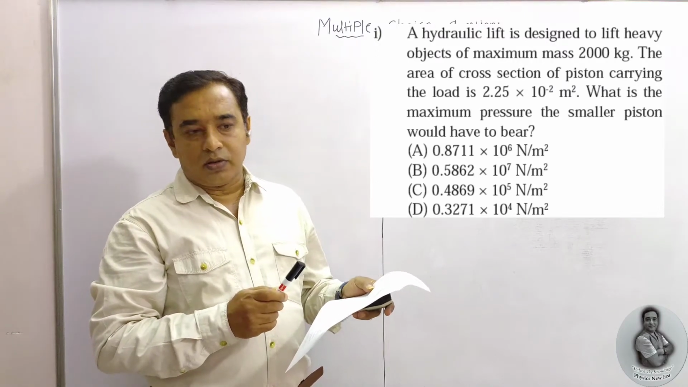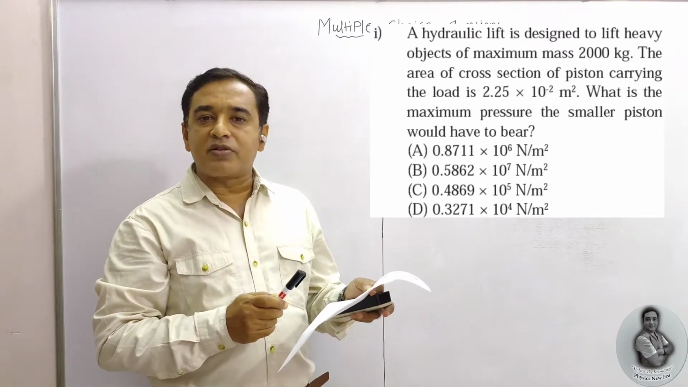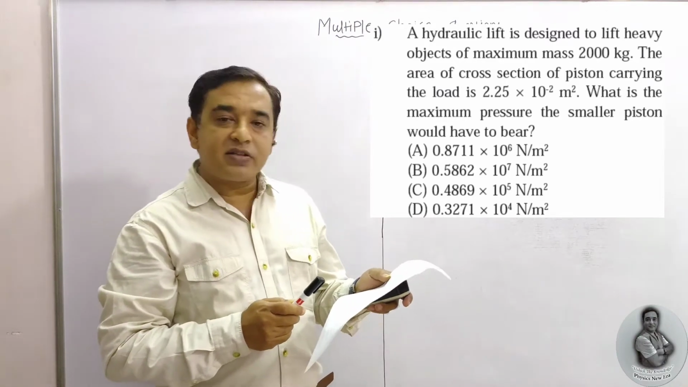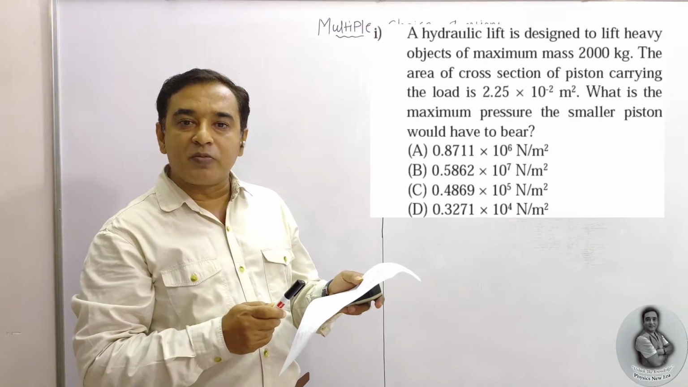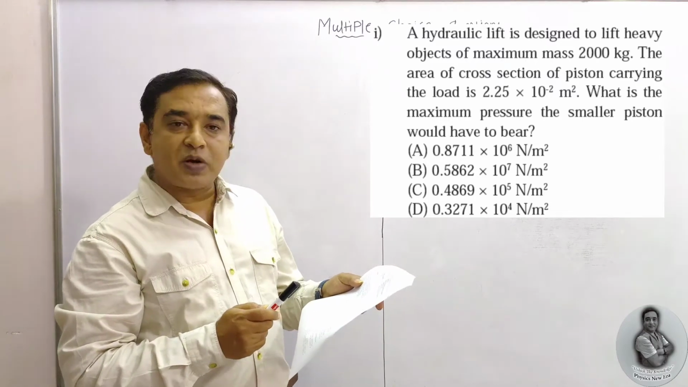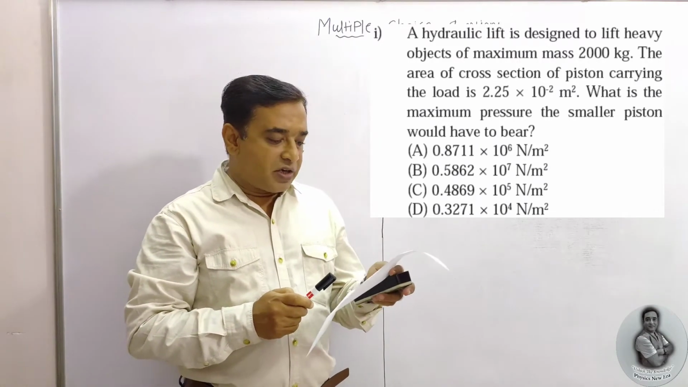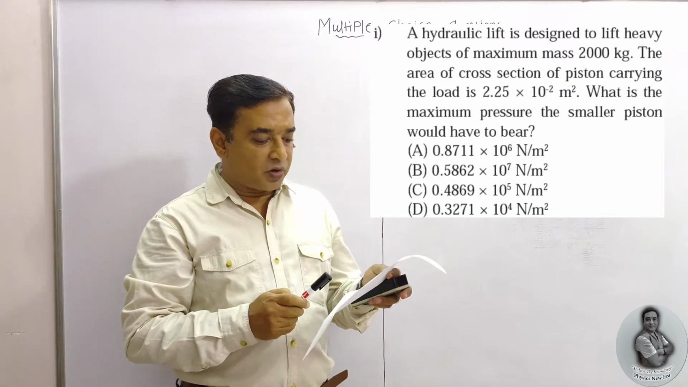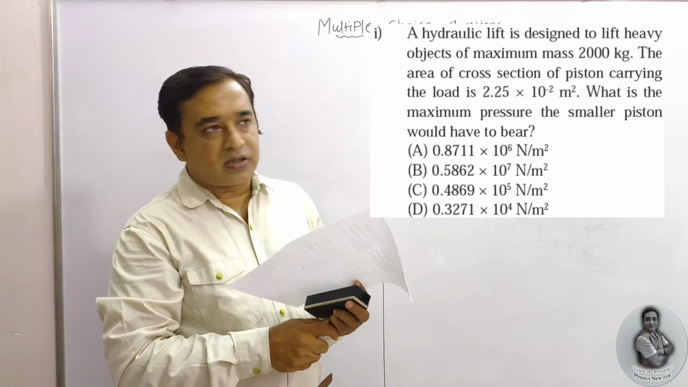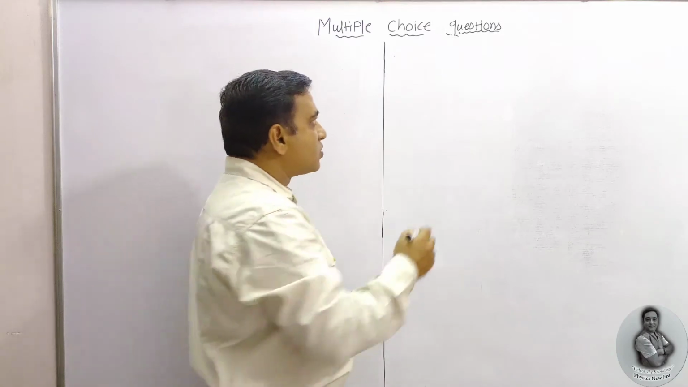So here it is. Option A: 0.8711 into 10 raised to power 6 Newton per meter square. Second option: 0.5862 into 10 raised to power 7 Newton per meter square. Option C: 0.4869 into 10 raised to power 5 Newton per meter square. And option D: 0.3271 into 10 raised to power 4 Newton per meter square. So these are the options 1, 2, 3, 4. Among them one is the correct answer. So let us solve that.